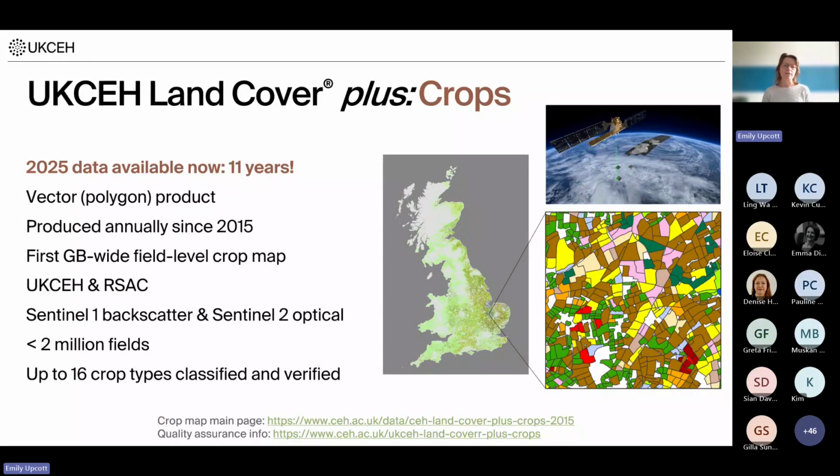It is built using Sentinel-1 backscatter and Sentinel-2 optical data, and we get just shy of 2 million fields classified each year, which you can see from the field parcels in the right-hand picture. And we get up to 16 different crop types classified and also verified per year. And I say up to because in the earlier years we had fewer crop types, and now due to technological and methodological developments we're able to classify more crop types.